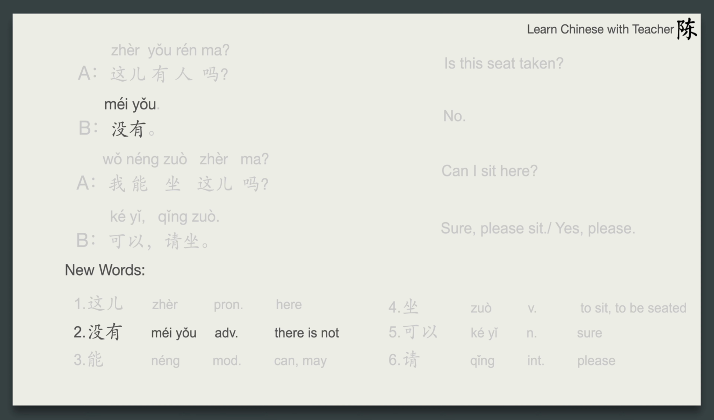没有 is an adverb, means there is not. 能 is a modal verb, means can or may. 坐 is a verb, means to sit or to be seated. 可以 is a noun, means sure. 请 means please.